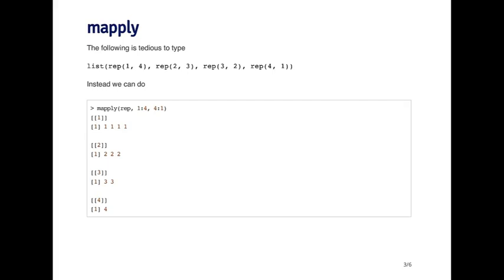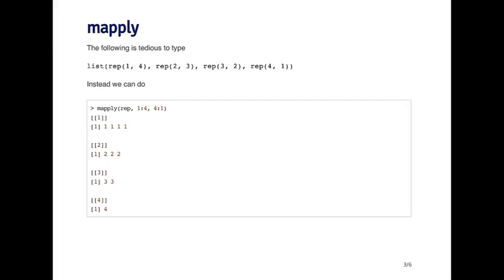I can just do mapply rep. rep is the repeat function, and it has two arguments. The first set of arguments is going to be 1 through 4, and the second set of arguments is going to be 4 through 1. In the list above, the first argument was 1, 2, 3, and 4, and the second argument was 4, 3, 2, and 1. Those are the two sets of arguments that I'm passing to mapply, and I get my list of four 1s, three 2s, two 3s, and one 4, just like the list above.